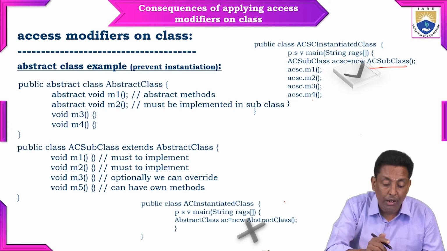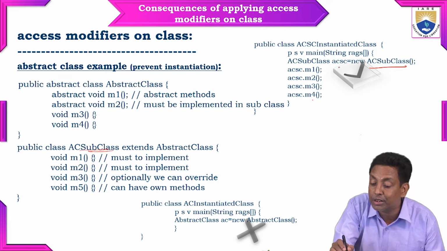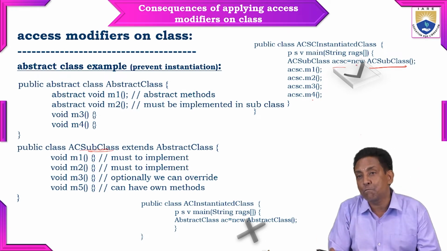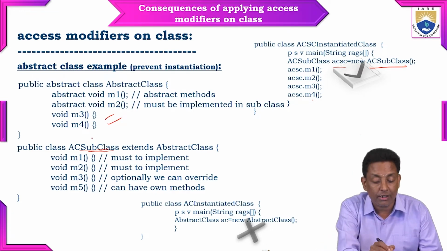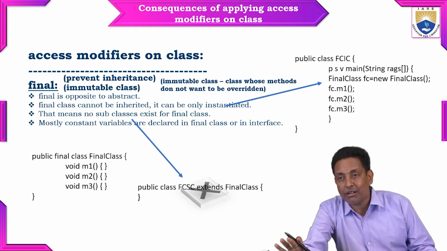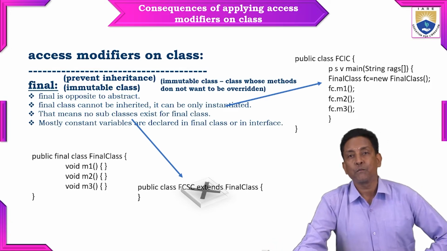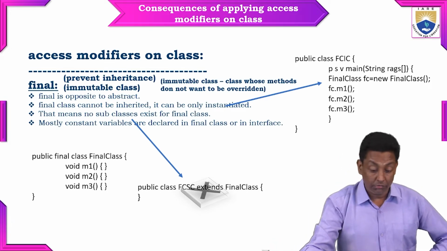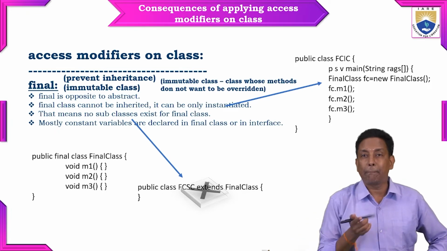Here, M1, M2, M3, M4 methods, you are calling from which object reference? Abstract subclass, isn't it? So how are the abstract class methods invoked? Via subclass object only. The abstract access modifier is completed. Now we are coming to final.